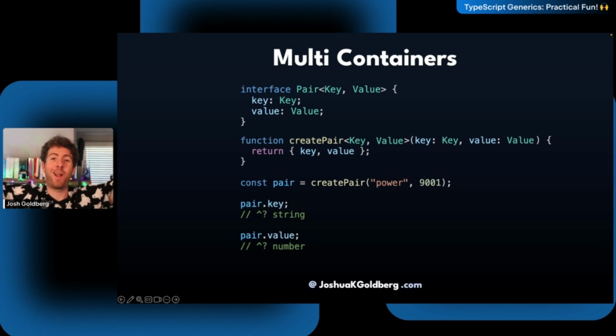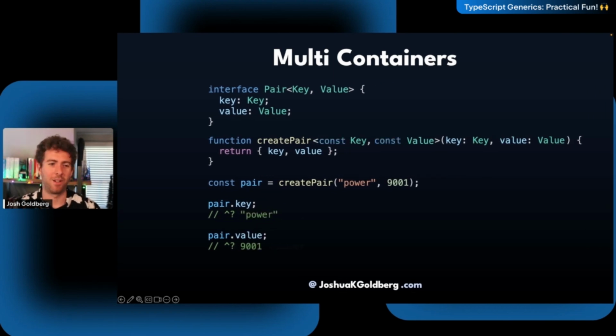Either way, hooray! We are using multiple type parameters in an interface and a function. I think this is good stuff. And also, one last note, of course, the fun little const hint that we used before, the const type parameter, does work here too. So now we get pair.key is power, the string literal, and pair.value is 9001, the number literal.